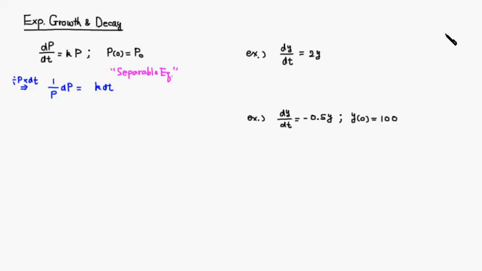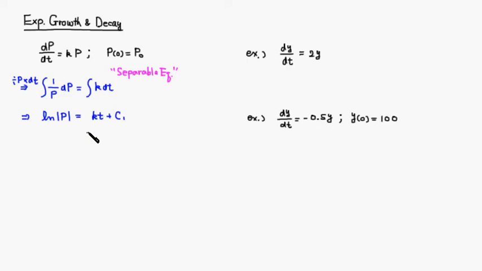Then we put the integral sign on both sides, so we do the same thing to both sides of the equation. Integrating 1 over p with respect to p gives natural log of the absolute value of p, equal to, since k is a constant, the antiderivative with respect to t is kt, plus some constant. I'm going to use c1 because I want to be able to use c later.